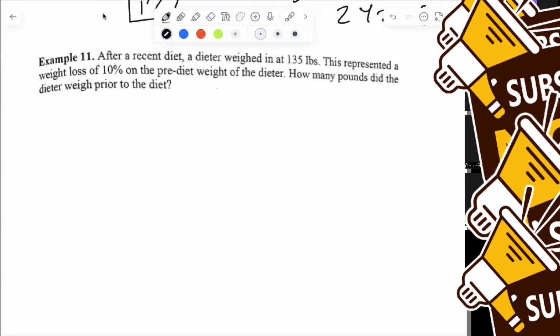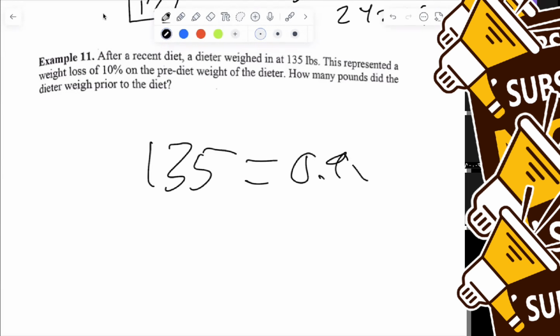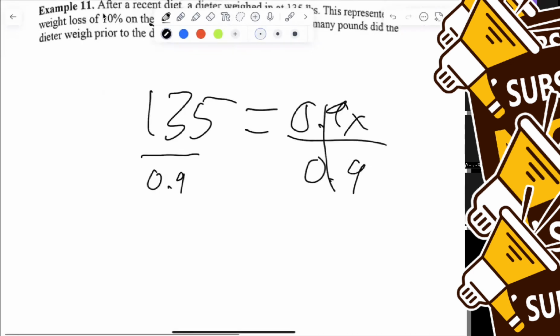After a recent diet, the dieter weighed 135 pounds. This is equal to 0.9 because it's a weight loss of 10% off x, the pre-diet weight. Now we just want to find the weight prior to the diet, which is 135 divided by 0.9. 135 divided by 9, if you do it, you get 15.